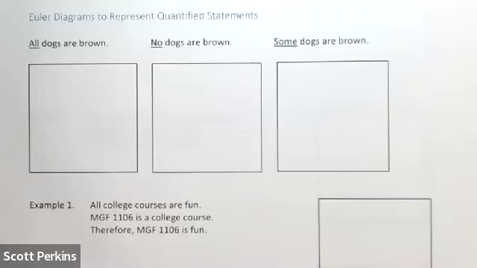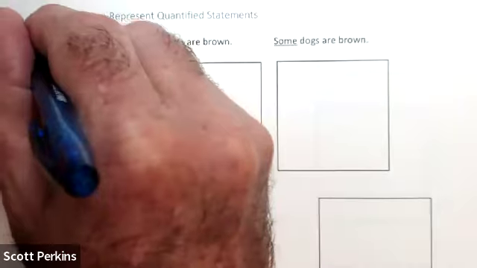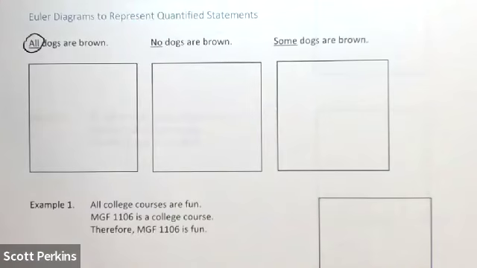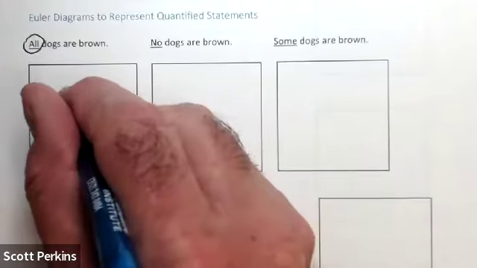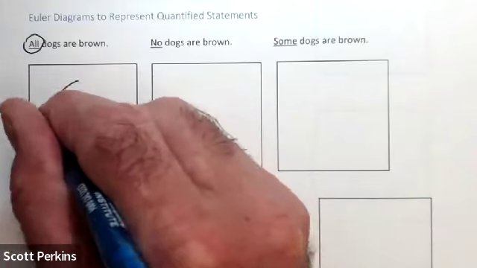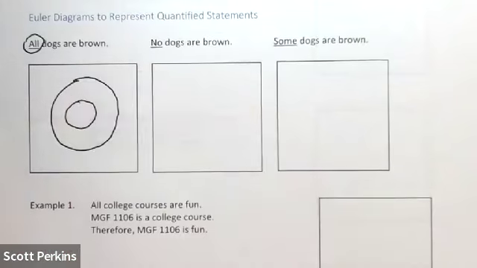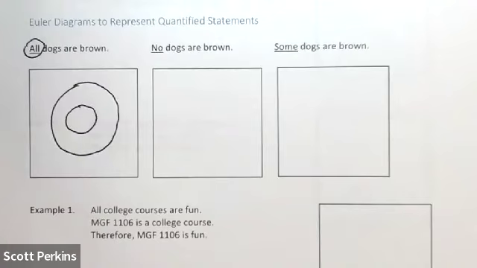It's that color. So anytime you see the word all at the beginning, here's what you're going to do. You're going to have two circles that are going to be one inside the other. Now, the question is, which one goes inside of which? I need a circle for dogs. I need a circle for brown things. Which one's going to be the smaller circle? And just make a hypothesis. Remember, if you're wrong, it's an opportunity to learn.